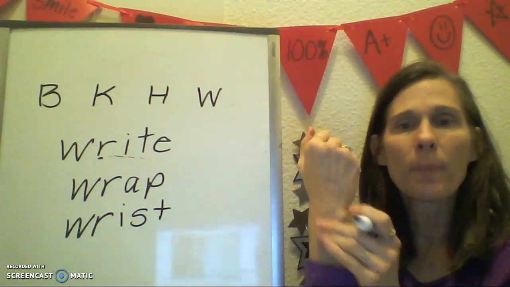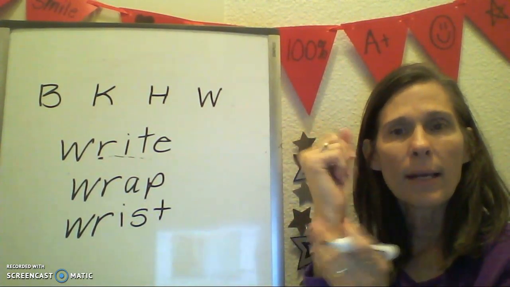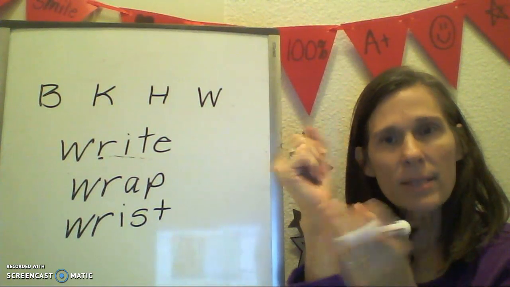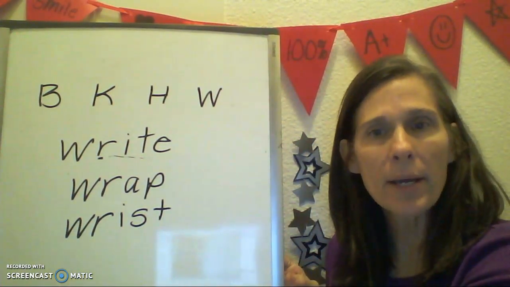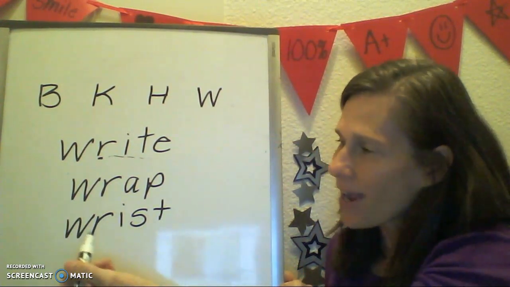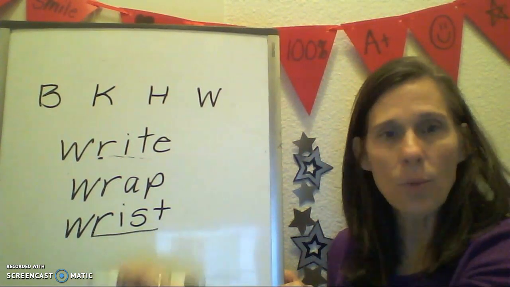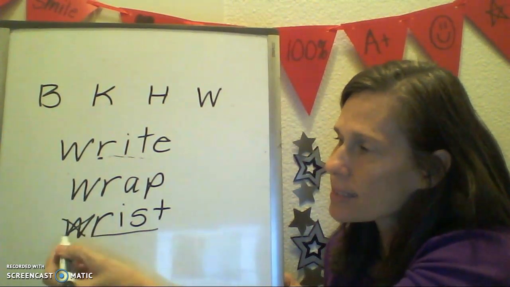Okay, and our last one is wrist, right? Like this part of your body, my wrist, right? I put a bracelet on my wrist, or I wear a wrist watch. I wouldn't say w-rist watch, right? I wear a wrist watch, and the W is silent.